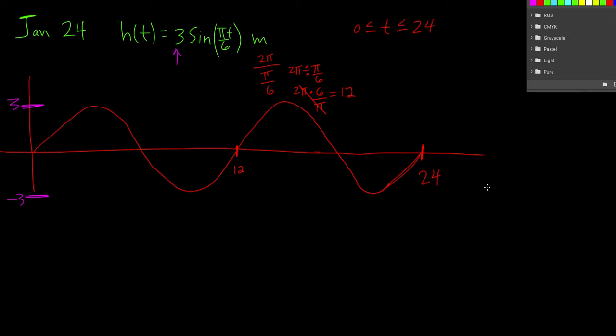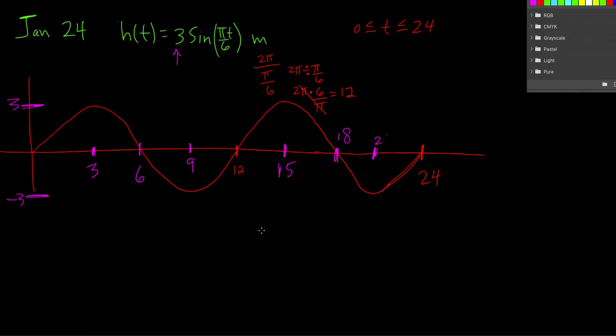And then part B says, when is high tide and what is the maximum height? So half of this, that's going to be a 6. Half of that's going to be a 3. So this one's 9. Halfway in between there is going to be 18. And halfway in between there is 15. And halfway between there is 21.